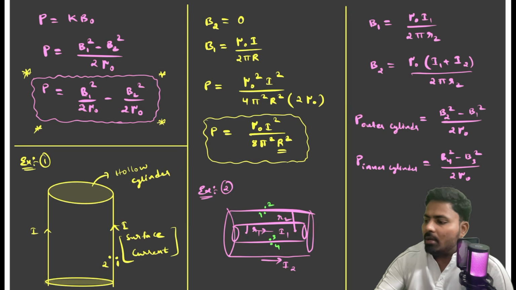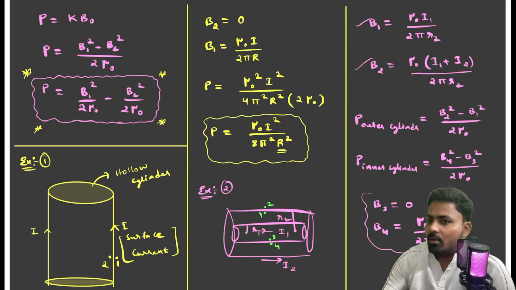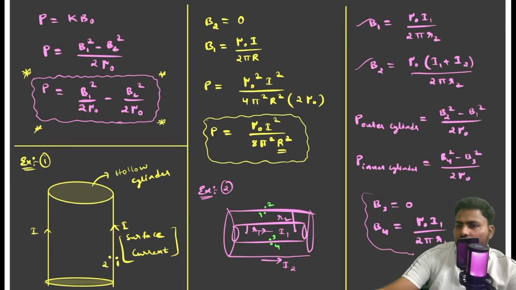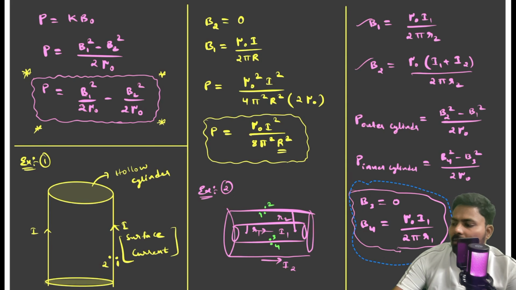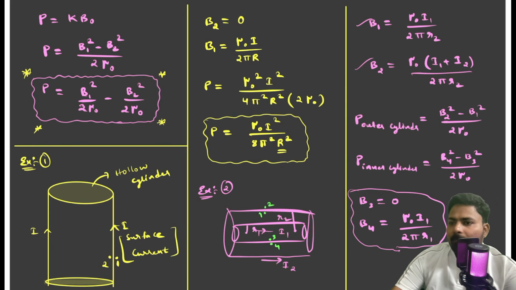Sir, you have only given the values of B1 and B2, so what about B3 and B4? B3 is inside for both the cylinders, so B3 equals 0. B4 will be only because of the inner cylinder, which will be mu naught I1 by 2 pi R1. So these are the values of B3 and B4. Once you know them, you can simply substitute in the formula that I have written there and easily get the answer.